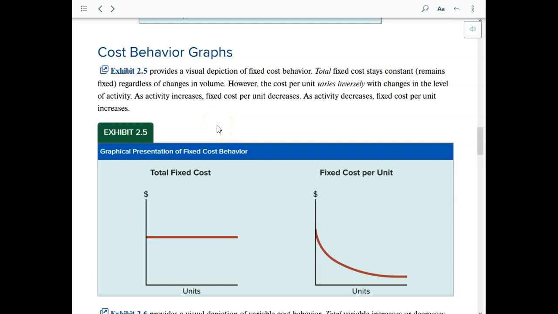Now let's look at some graphs. This is for the fixed cost behavior. For total fixed cost, if you're going to graph it, it's the reddish line here, dollars, units, then it's the same dollar amount no matter how many units you have. That's the total fixed cost. Now, fixed cost per unit, as we saw before, the more units you have, the less fixed cost per unit there is. So this is the fixed cost per unit line. This is the total fixed cost line.